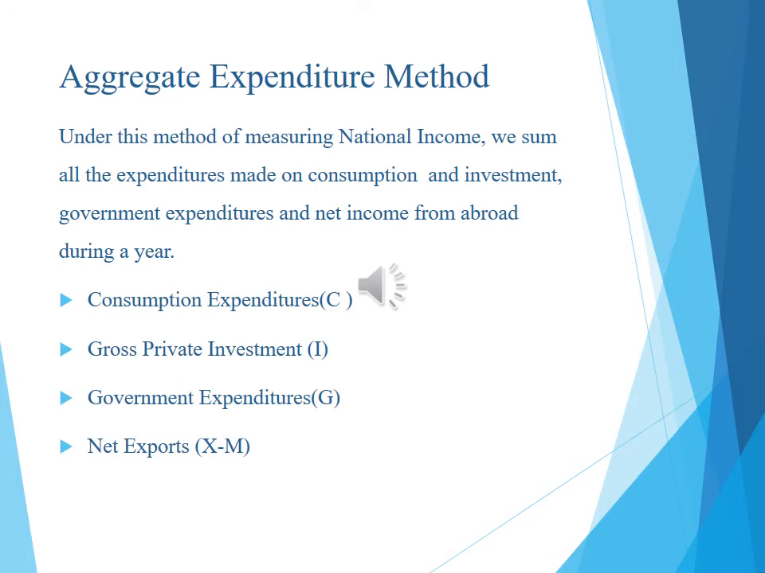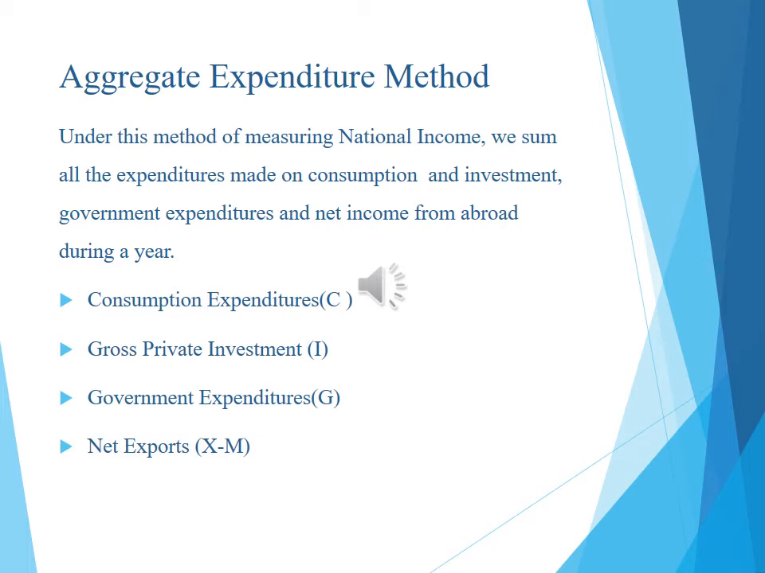The second method of measuring the national income is aggregate expenditure method. Under this method of measuring national income, we sum all the expenditures made on consumption and investment, government expenditures and net income from abroad during a year.